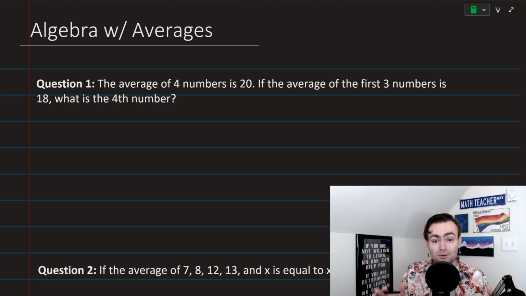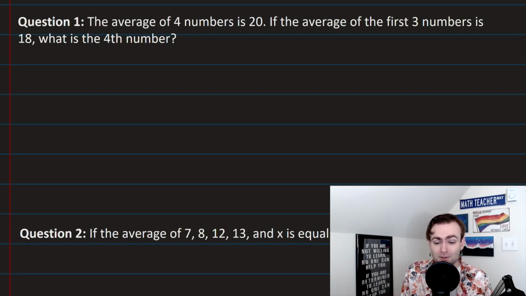So let's talk algebra with averages. Like the arithmetic mean that we've talked about previously, now we're going to incorporate some algebra in this. We may be given the mean itself and be asked to find a missing value in the data set, or we could be asked to do just a bunch of algebra within the data set and the actual average itself. So let's dive right in.